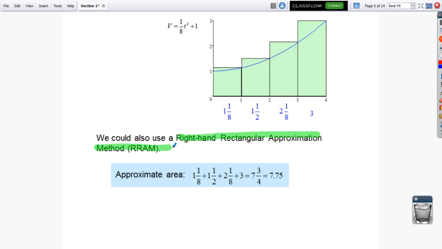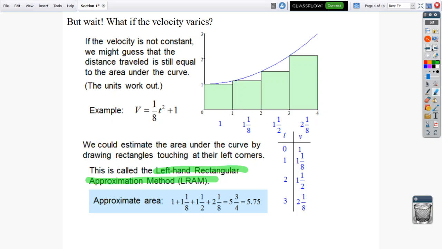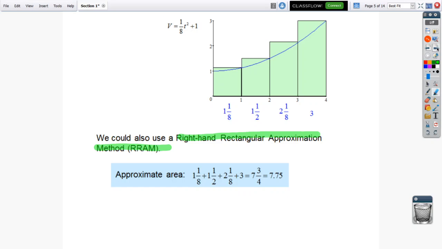This right-hand rectangular approximation method is going to be an over approximation because all of my rectangles hang above the curve. So again, I don't know what the exact value is, but I know it's somewhere in between 5.75 and 7.75.